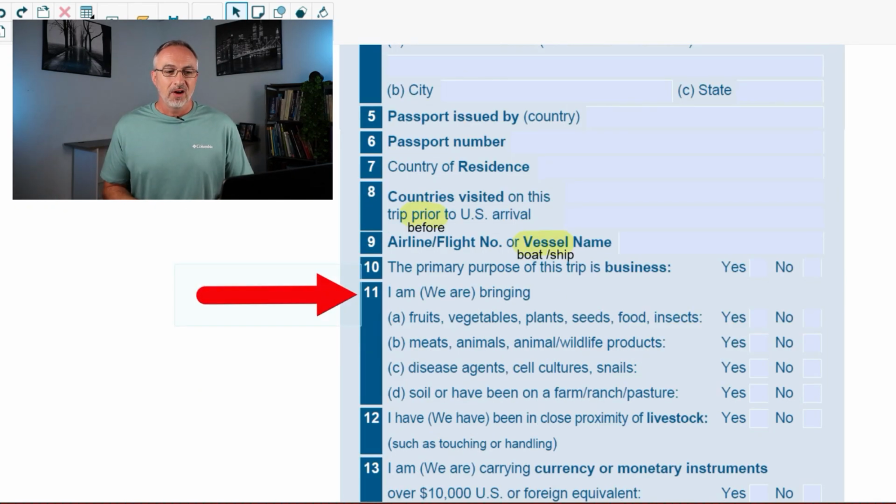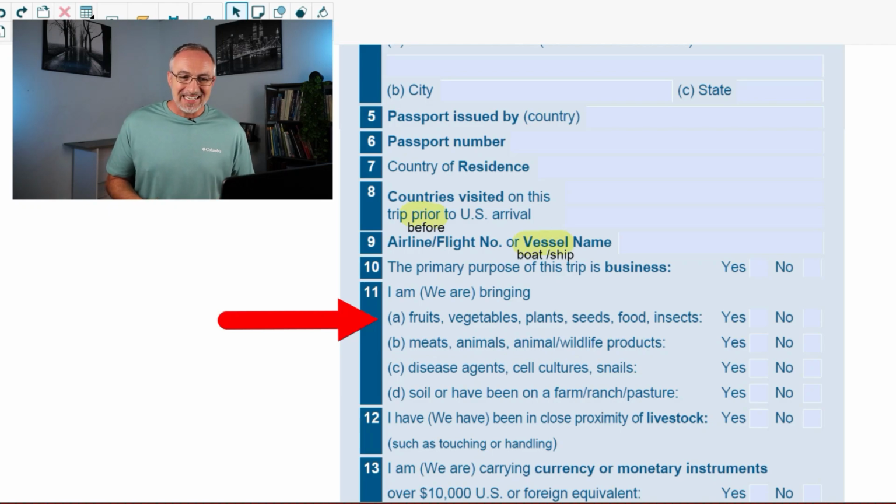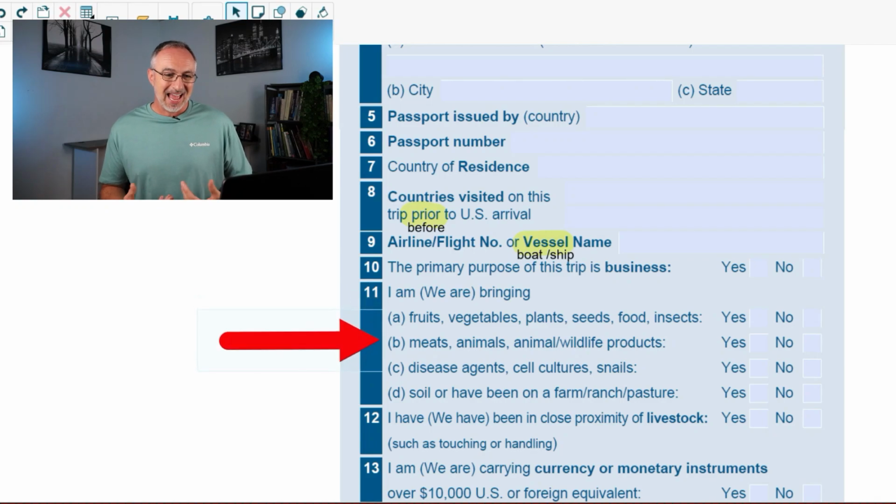Number 11, I am or we are bringing. Now this is where they want to know about the things you're bringing into the country. So letter A says fruits, vegetables, plants, seeds, food, and insects. Letter B is meat, animals, animal or wildlife products. Again, this idea that if you're bringing in animals that are not native to the United States or food that's not native to the United States, it could create problems.